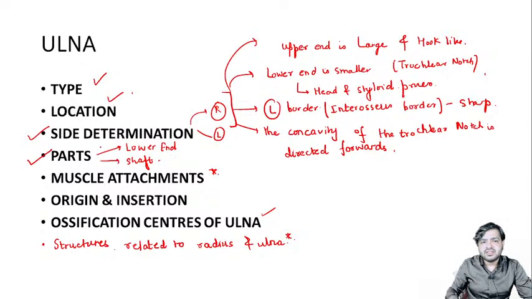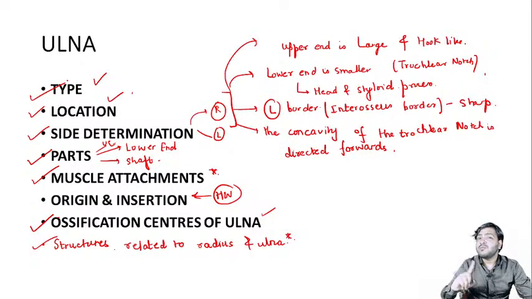Parts done, lower end, shaft, upper end already done. Muscle attachments done. Origin and insertion, homework already I have discussed. Ossification centers done. Structures related to radius and ulna done. All the points are covered. Clinical anatomy with the radius bone: when I will complete the radius, then I will discuss the fractures which are common to both the bones. Okay, how they are related to each other, that I'll discuss after radius, that is tomorrow. So I hope everyone is like perfectly fine.